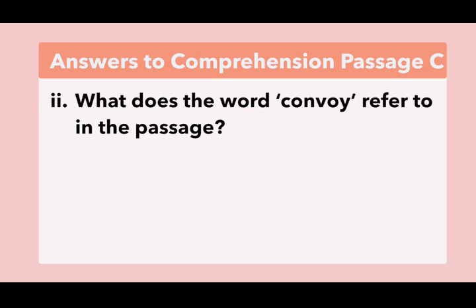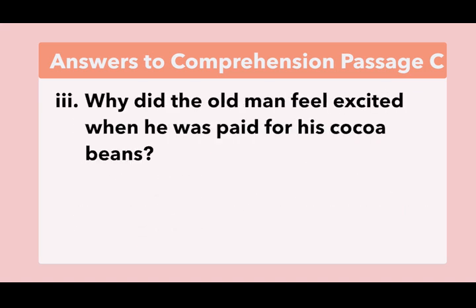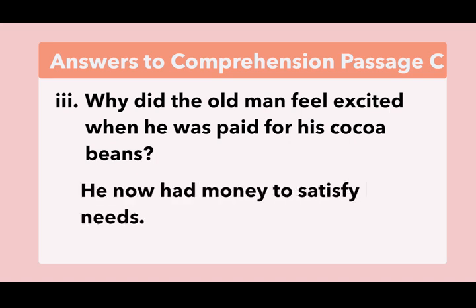The second question, what does the word convoy refer to in the passage? It refers to the number of people who moved together to protect themselves from the robbers. Question 3. Why did the old man feel excited when he was paid for his cocoa beans? The answer, he now had money to satisfy his needs.